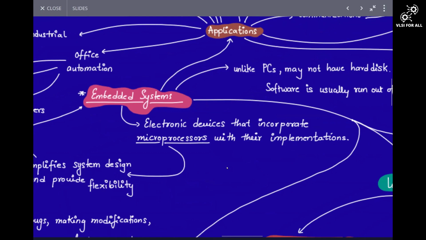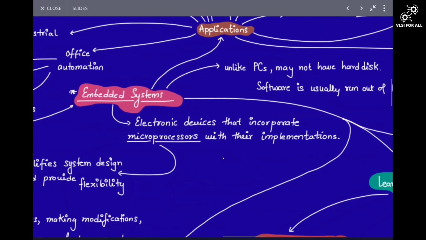An embedded system is comprised of any electronic device, electronic system that incorporates a microprocessor within its implementation. So mainly, any embedded system that you have has at least a tiny microprocessor within it. You have all learned about the 8086 microprocessor.